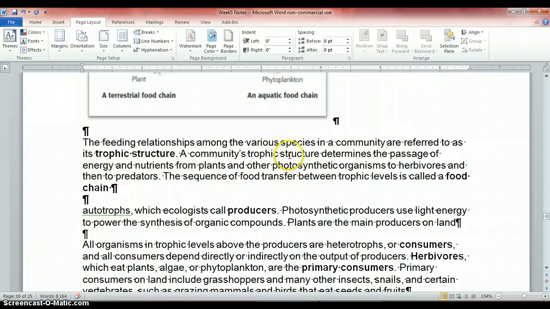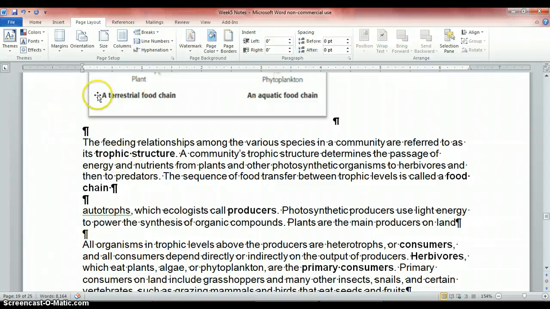The community's trophic structure determines the passage of energy, because the energy starts with the plants and goes up the system, with nutrients passing from plants and other photosynthetic organisms to herbivores and then predators. The sequence of food transfer between trophic levels, producer, primary consumer, secondary consumer, and so on, is called a food chain.